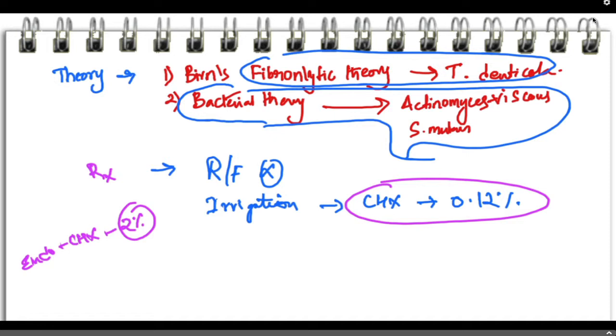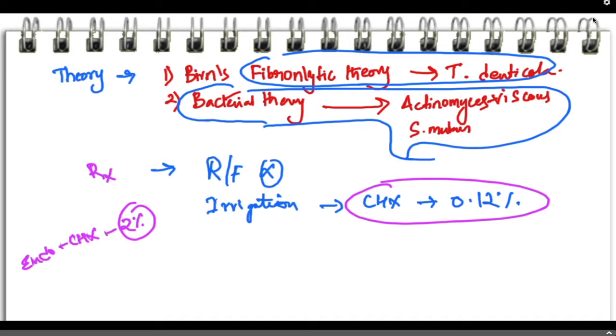And inside this socket, try to keep your zinc oxide eugenol paste or antibiotic paste. You can even keep metronidazole, an antibiotic paste, or zinc oxide eugenol paste. You have to irrigate with chlorhexidine 0.12%. If it is paining, give LA.